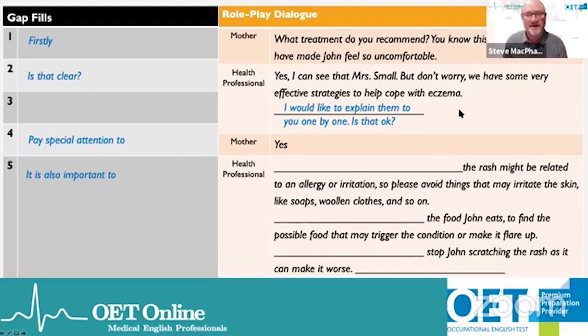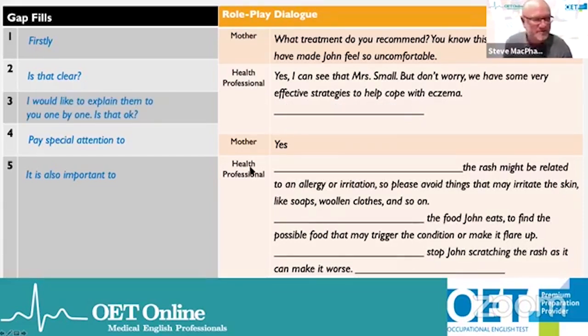So we have some very effective strategies to help cope with eczema. I'd like to explain them to you one by one. Is that okay? Again, we're flagging our question and we're asking a question, is that okay? And that creates interactions. That's a good technique. Mother says yes. All right, now what are we going to put, everyone?